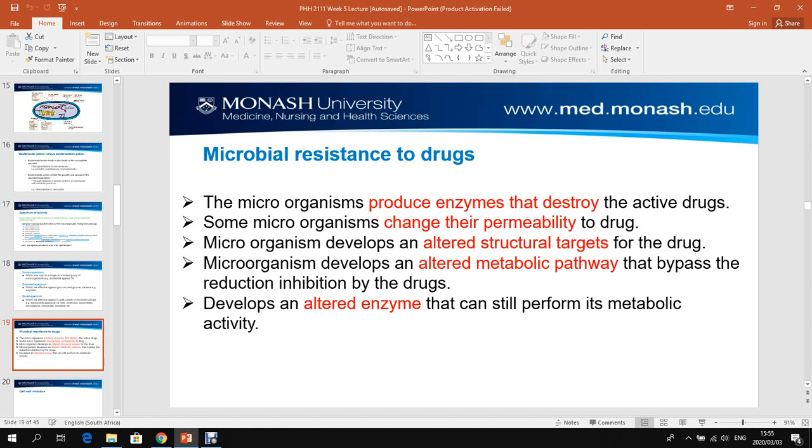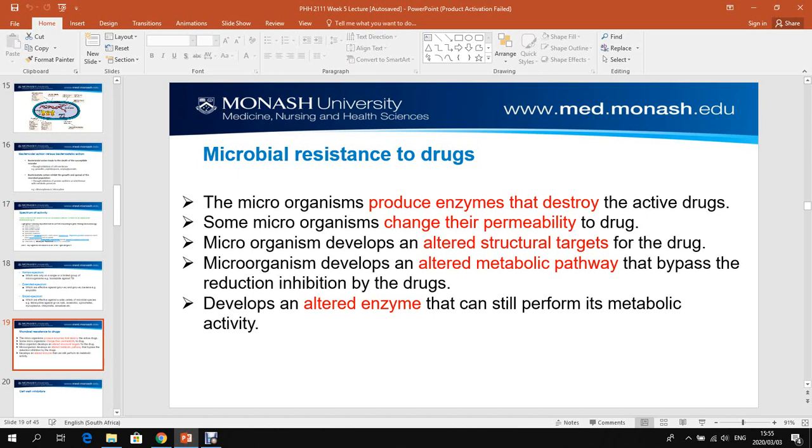Now, there are various ways by which microorganisms can develop drug resistance. The first one is when such organisms produce enzymes that actually destroy the active drugs, which means that microorganisms are able to counter these drugs by producing specific enzymes that destroy the drugs. And the second one is microorganisms that are able to change the permeability to drugs. So they might probably develop structures that will prevent drug permeability into the cell.